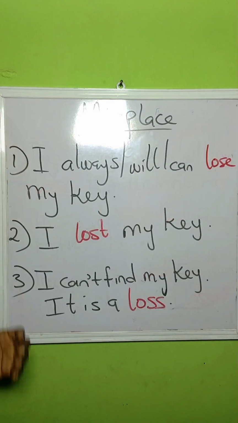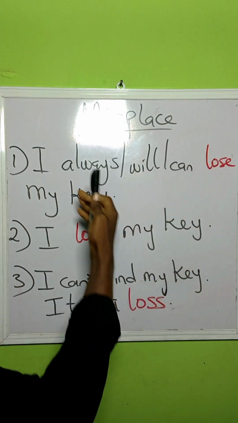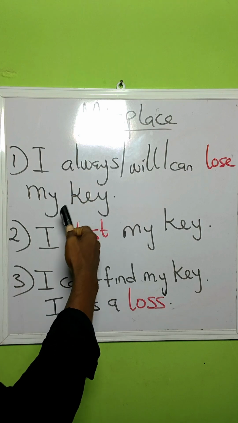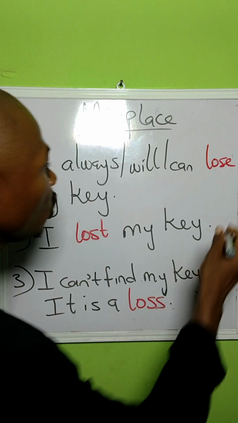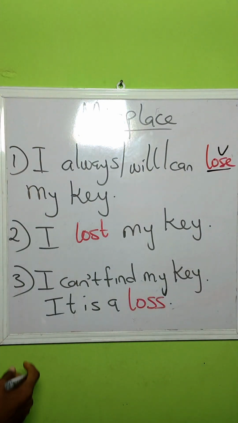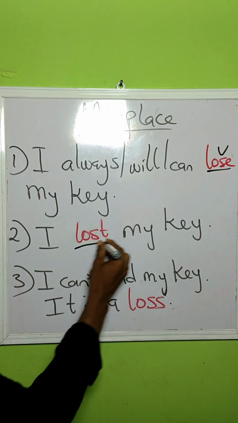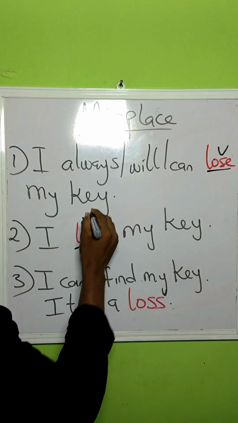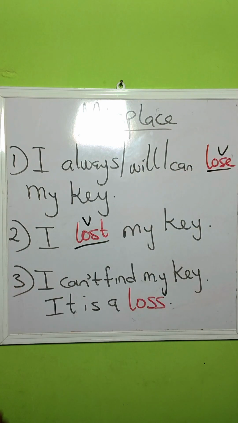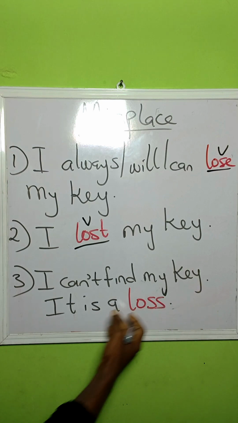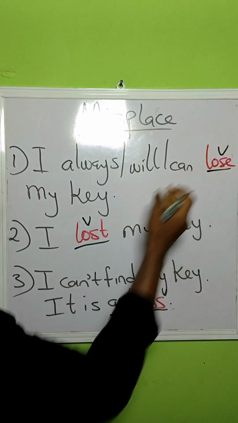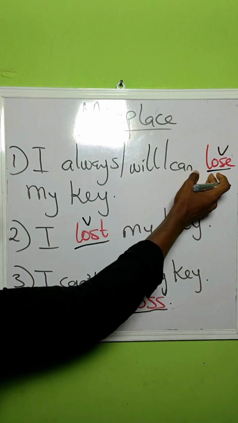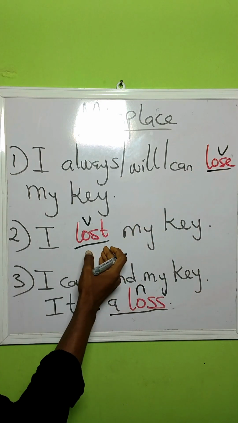Let me give you another example, still on the misplaced. I always lose my key. I will lose my key. I can lose my key. You can see that lose here is a verb. Number two, I lost my key. This is the verb, the past form of lose. And number three, I can't find my key. It is a loss. Loss here is a noun. So lose, lost, loss: verb, verb, noun.